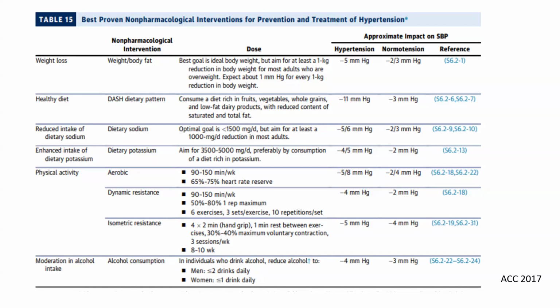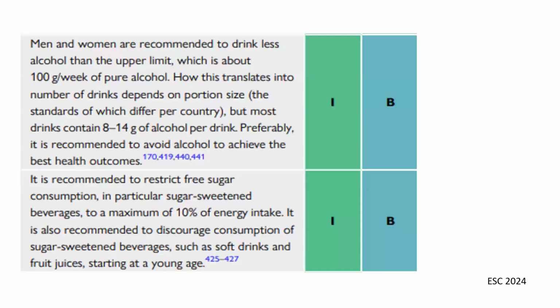Physical activity in the form of aerobic exercise for about 150 minutes per week, 5 to 7 days of the week, is recommended. And along with the aerobic exercise, dynamic resistance and isometric resistance exercises also contribute to reducing the systolic blood pressure by about 5 millimeters of mercury. Moderation in alcohol: in the American guidelines, it's recommended to decrease the amount to 2 drinks daily for men and to less than or equal to 1 drink for women.